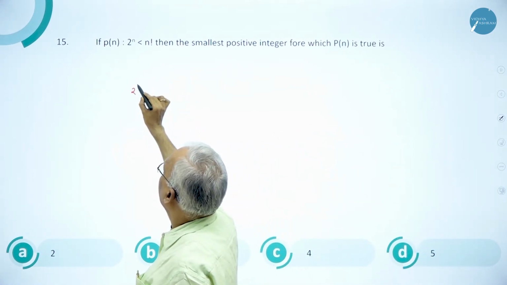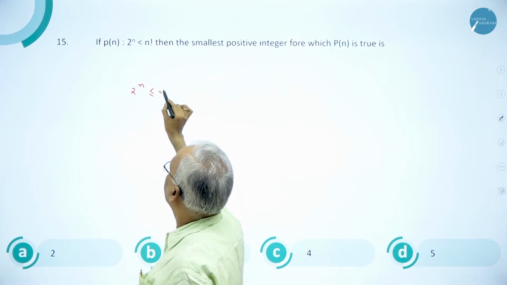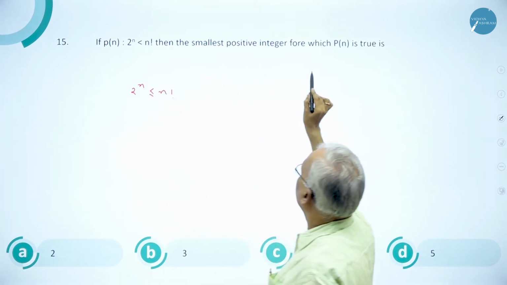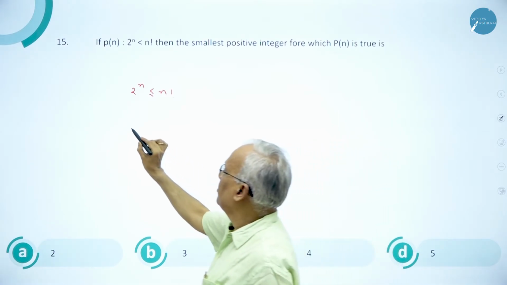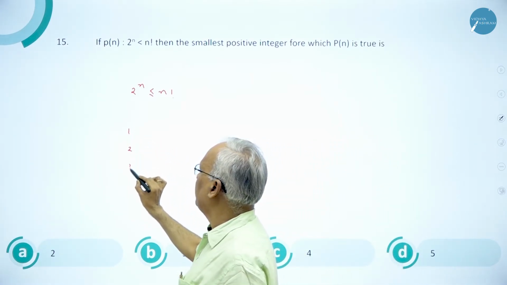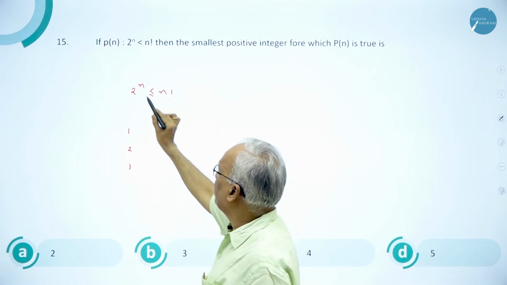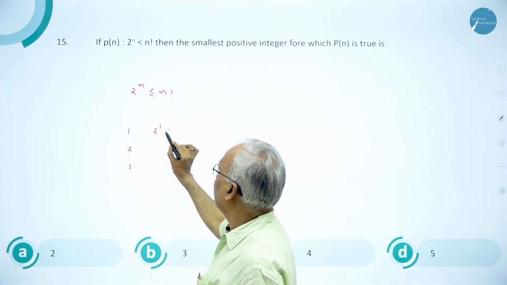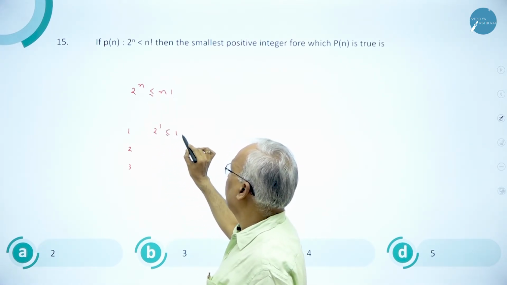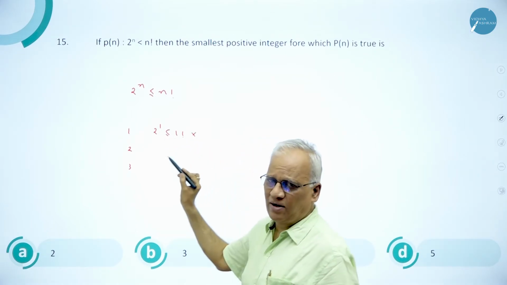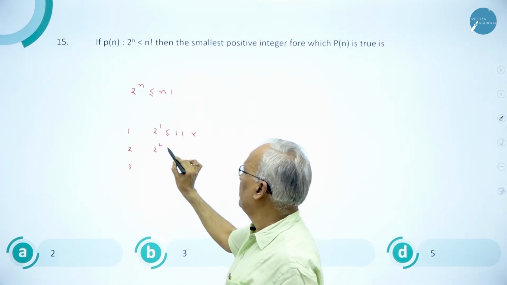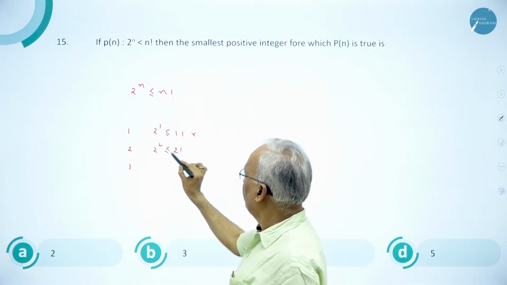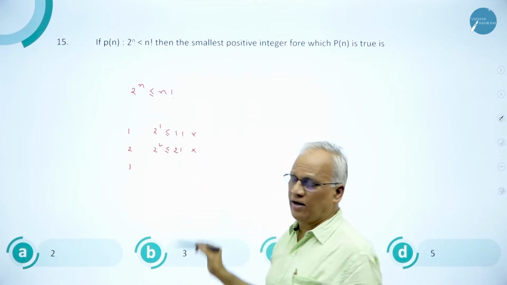2 power n is less than or equal to n factorial. The least positive integer he has asked. What is the least positive integer? You begin with 1, 2, 3, try. If you put n equal to 1, 2 power 1 is less than or equal to 1 factorial is wrong, because 2 is not less than or equal to 1. And then 2 power 2, if you put n equal to 2, less than or equal to 2 factorial, which is again wrong because 4 is not less than 2.